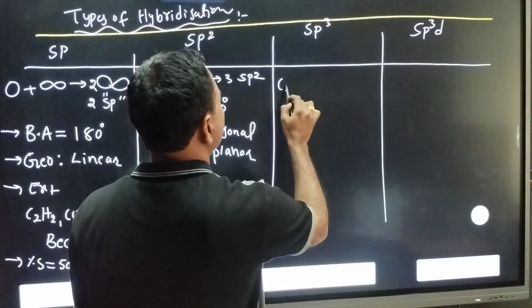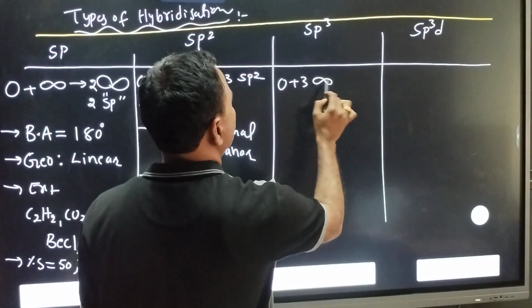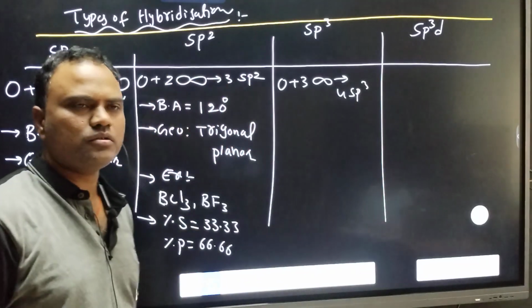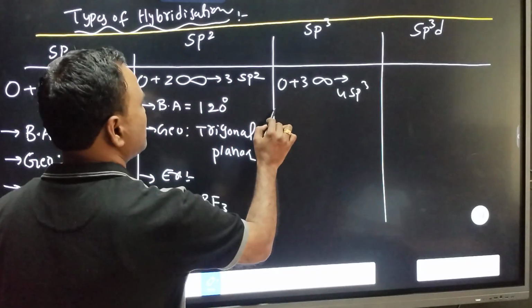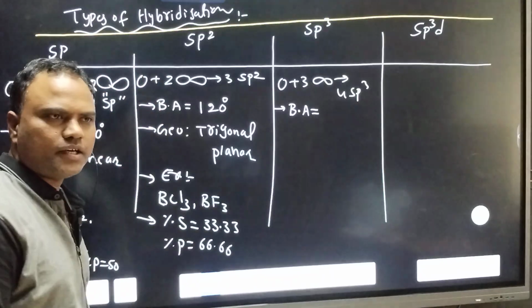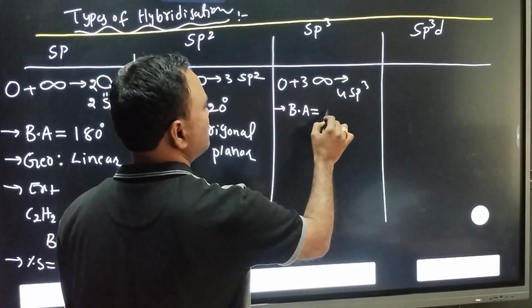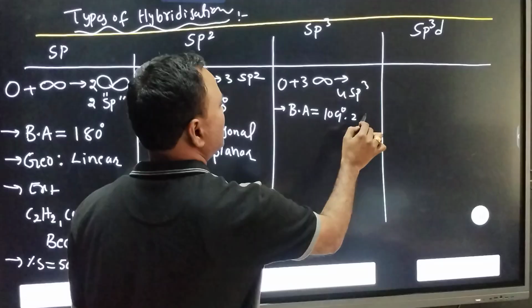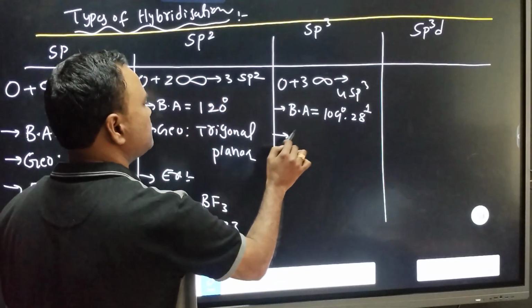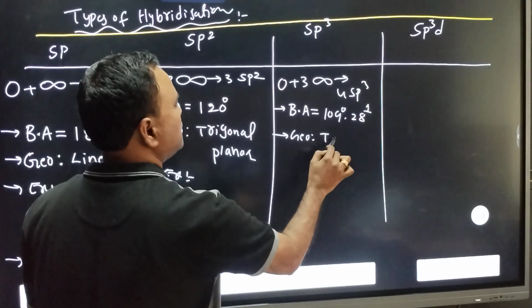sp3 hybridization. One s orbital plus three p orbitals mixed together to form four sp3 hybridized orbitals. Online students, are you getting it? Bond angle in sp3 hybridization: 109 degrees 28 minutes. Geometry: tetrahedral.